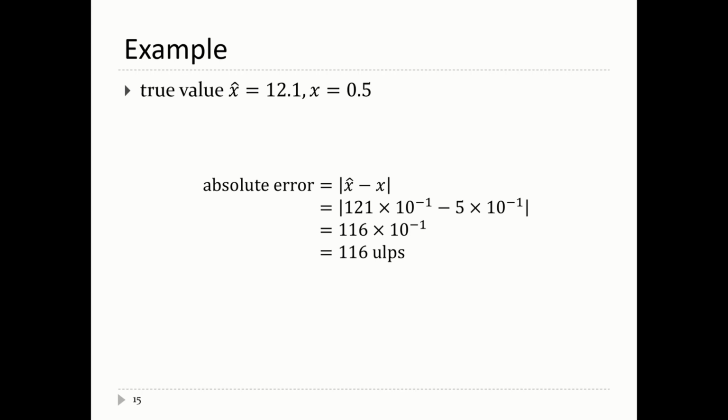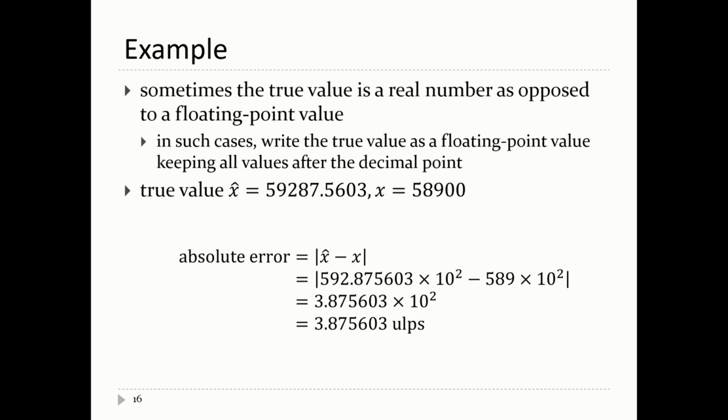Okay, any questions so far? All right. Now, sometimes that true value is a real number as opposed to a floating point value. So maybe your true value is pi, and you're trying to write down some algorithm that computes pi. Pi has an infinite number of digits, so if your true value has lots of digits in it, you don't care. You just write it down using your representation, so three digits in the significand, then you just write down the rest of the digits with a decimal point. Compute the exponent that you need, assuming you're using three digits before the decimal point. So 59,287 becomes something times 10 to the 2. Now take that number, write it down using the same exponent. Do the difference, and you end up with in this case 3.875603 ulps.